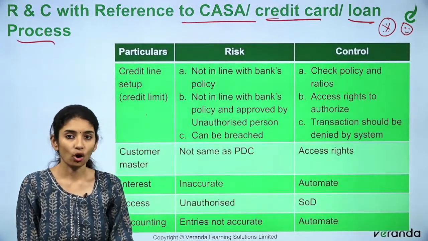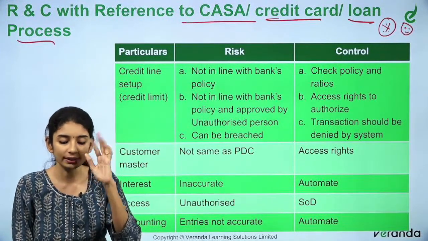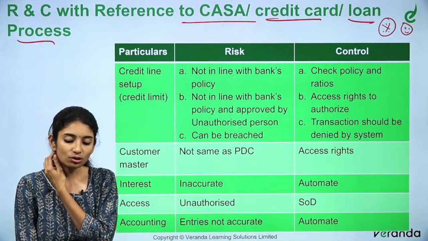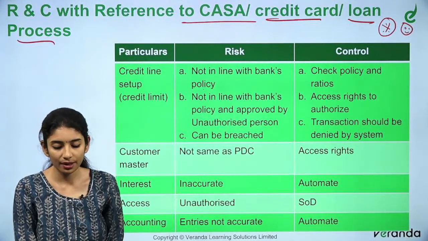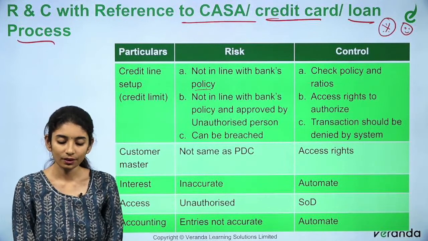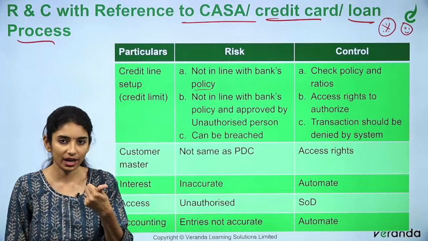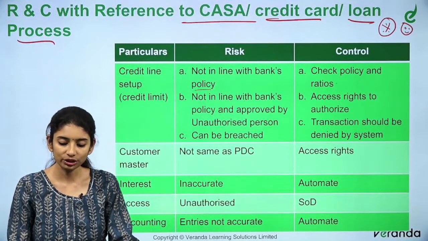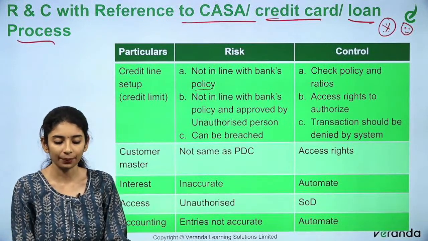Credit line setup, or the credit limit: how much amount you can give to the person. The risk is that the credit limit is not in line with the bank's policy. For that, you have to check the policy and various financial ratios in order to find out what credit limit you can set up.